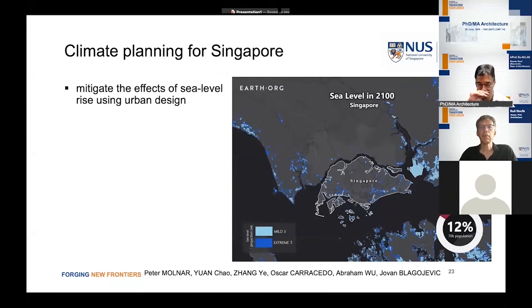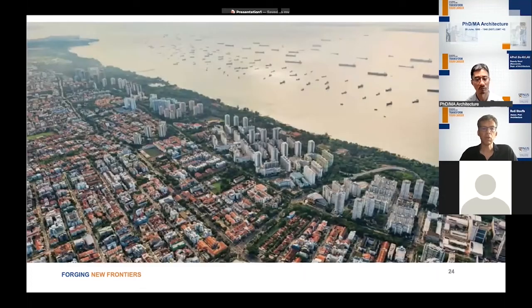And related to that is to mitigate the effects of sea level rise and flooding, whether this is coastal flooding or fluvial flooding from the rain. How can we redesign the environment so that flooding doesn't become a problem, right? Right now, if it gets flooded and we can't get through, it's a big problem. So how can we mitigate those issues for Singapore?